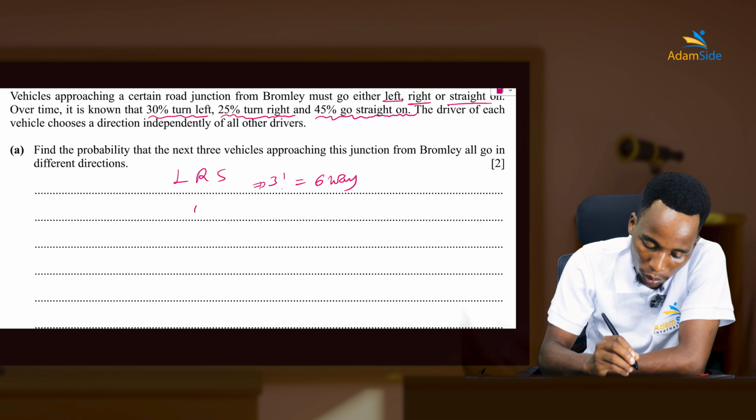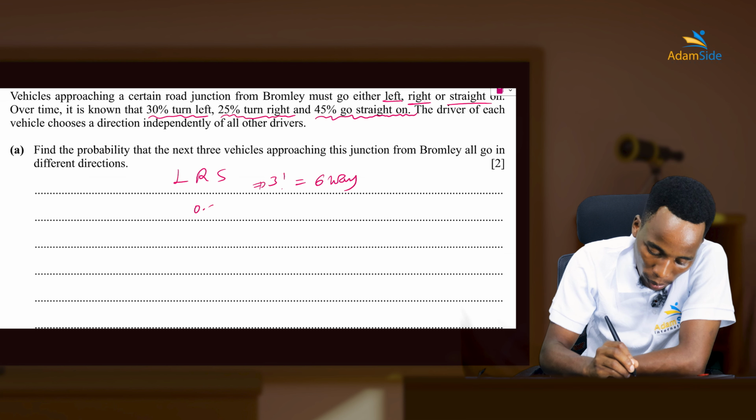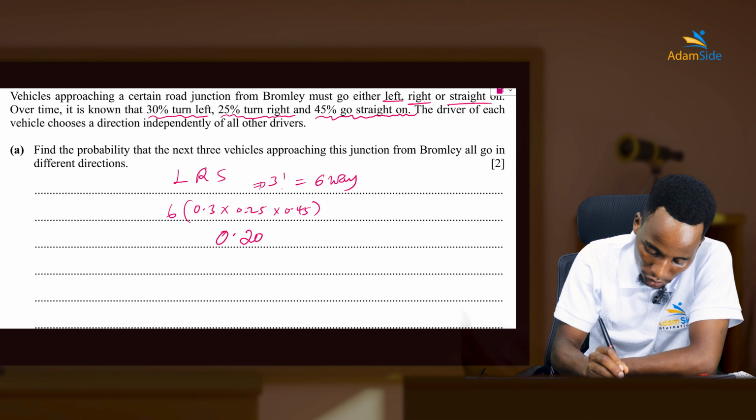So the probability is 0.3 times 0.25 times 0.45. This can be done 6 ways, so if you multiply, you end up getting 0.24, which in fraction can be written as 81 over 400.